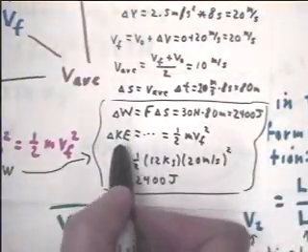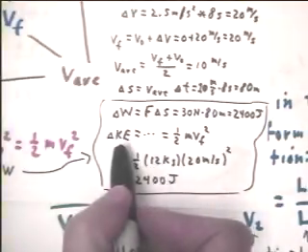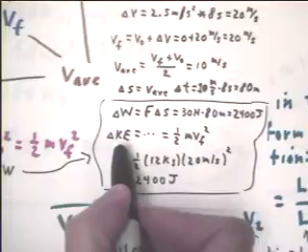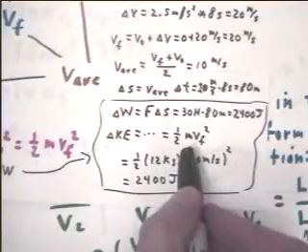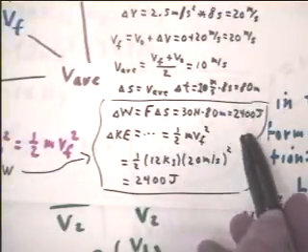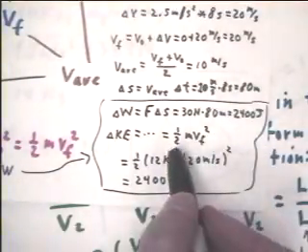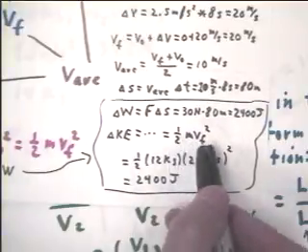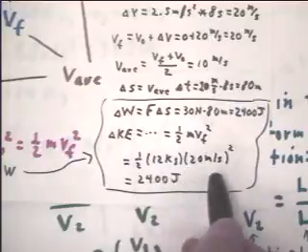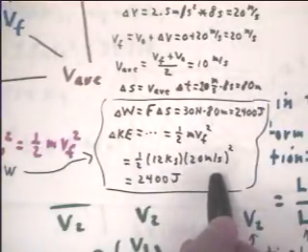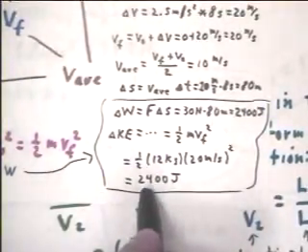Now the kinetic energy, what's the change in kinetic energy? Well, originally we had velocity 0, so the kinetic energy was 0, so the change in kinetic energy is just going to be equal to the final kinetic energy, since the initial is 0. The 1/2 m times final velocity squared is 1/2 of 12 kilograms times the 20 meters per second quantity squared, or 2,400 joules.